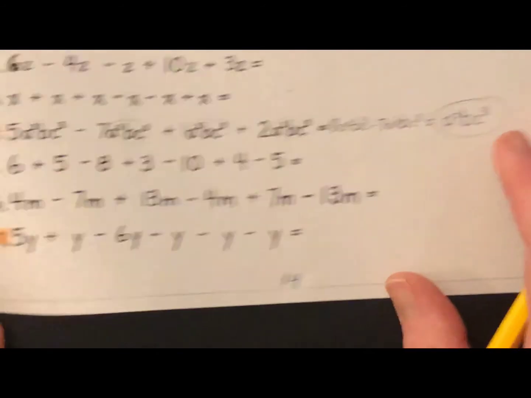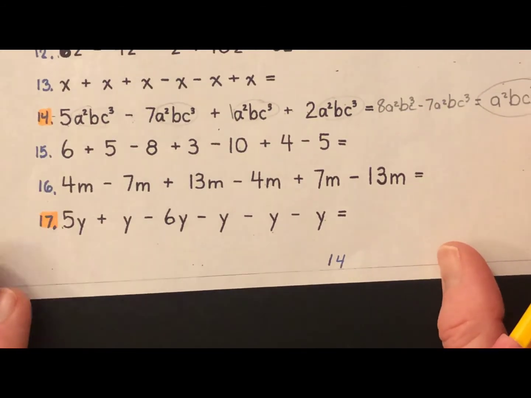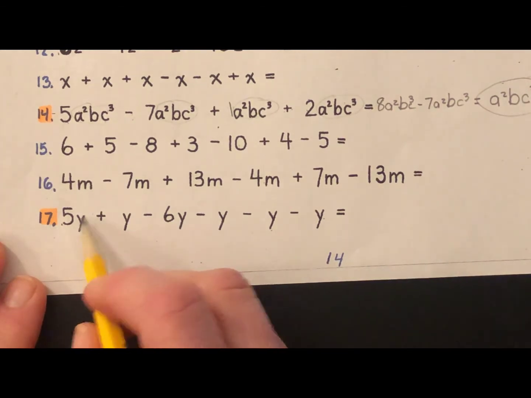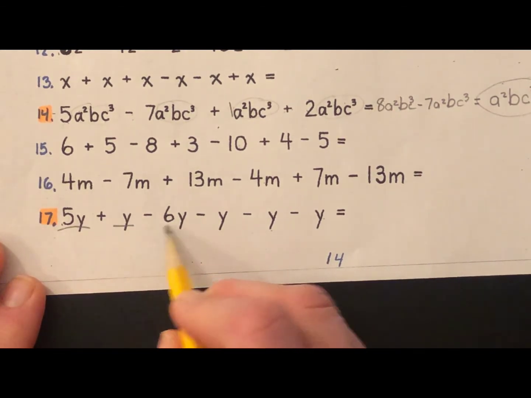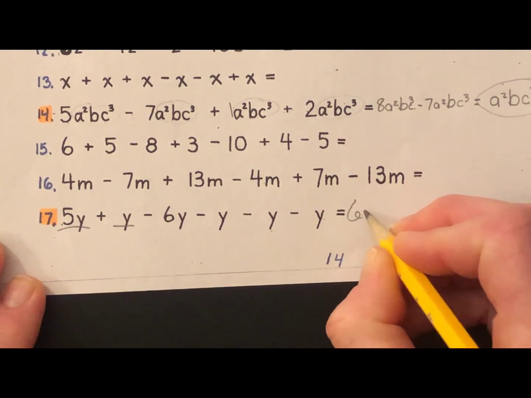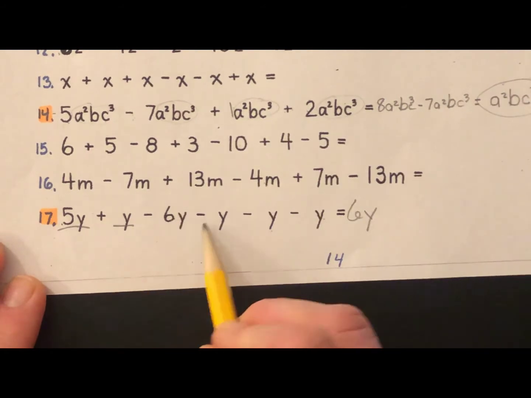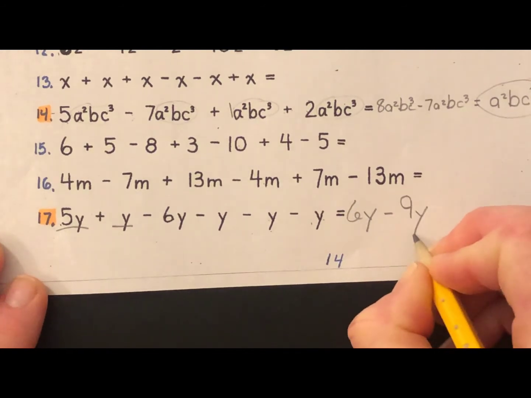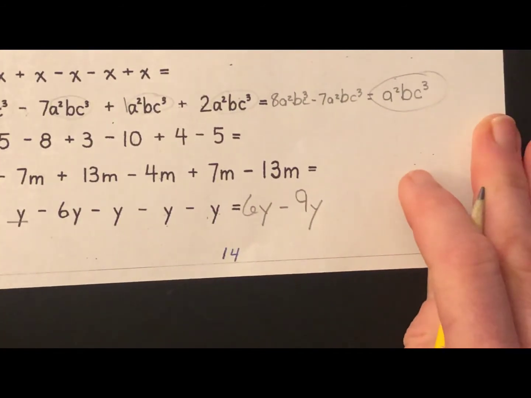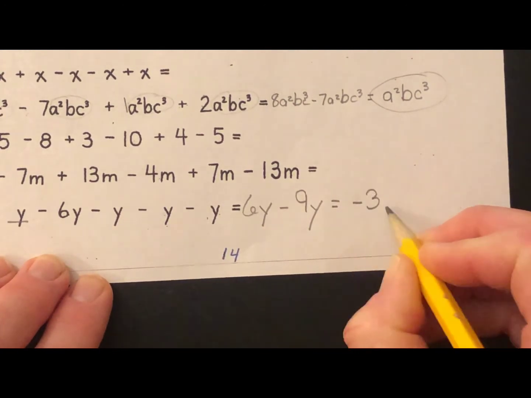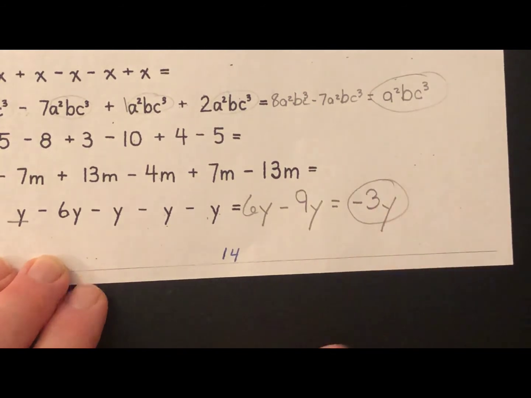Okay. Now look at 17. They're all the same term. I'm going to do the same thing on 17 as I did up on 14 where I find all the positives. I've got 5, 6, okay, the rest are negative. So I've got 6y. And how many negatives? We've got 6, 7, 8, 9. So minus 9y. There you go. Which is a negative. Gives me a negative 3y. And that's my final answer.